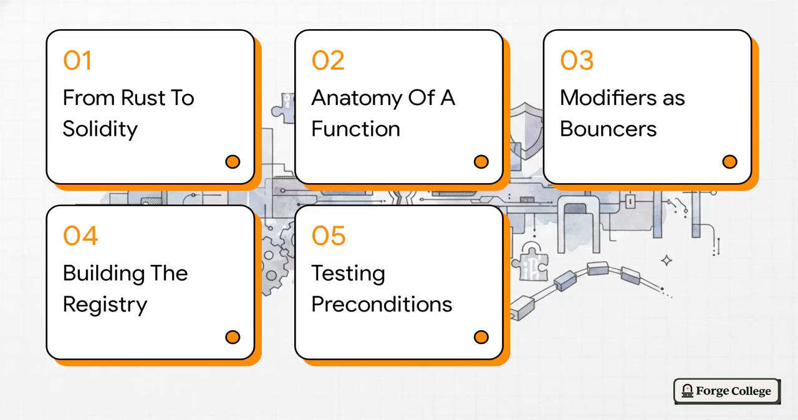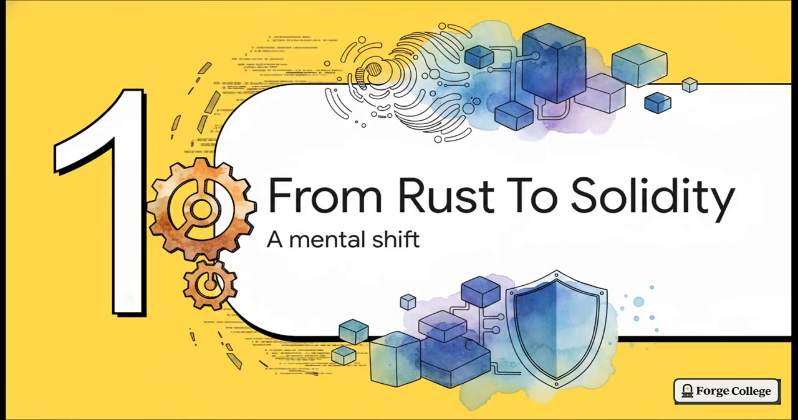Okay, let's dive right into the master schematic for today's factory build. First, we'll look at the shift from Rust to Solidity, then anatomy of a function, modifiers as contract bouncers, building the registry contract, and finally, testing preconditions and logic. Section 1. From Rust to Solidity.